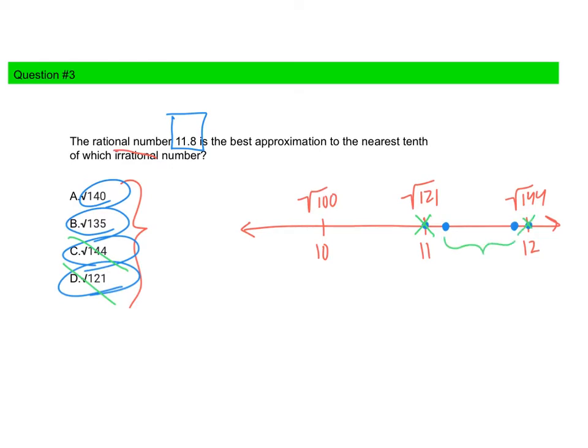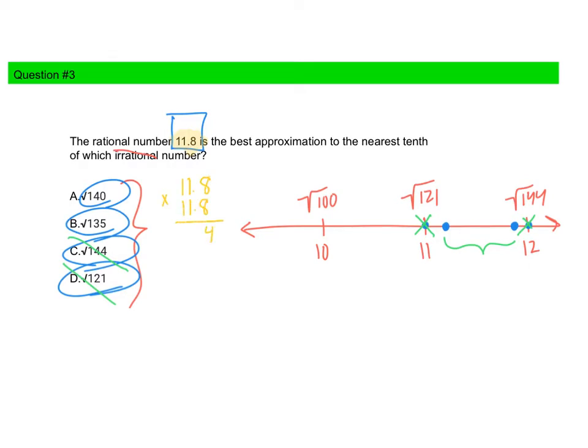So how can I figure out, is it going to be closer to 140 or closer to 135? Well, I'm going to take this number, 11.8, and square it and see which one of these does it come out to be closer to. Okay, so I have 11.8 squared. So 11.8 times 11.8. And I'm going to do this math out by hand.